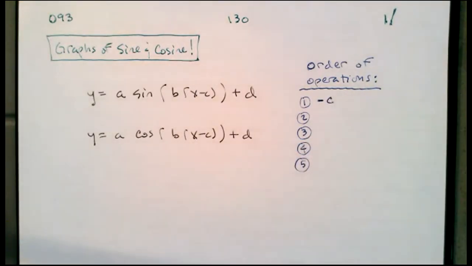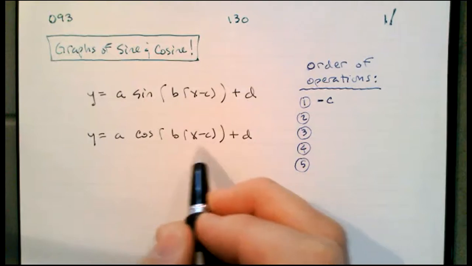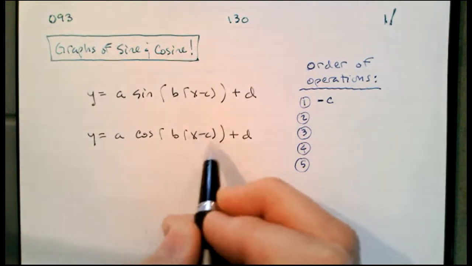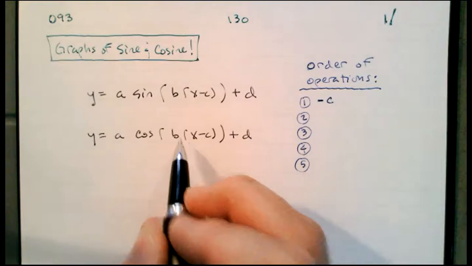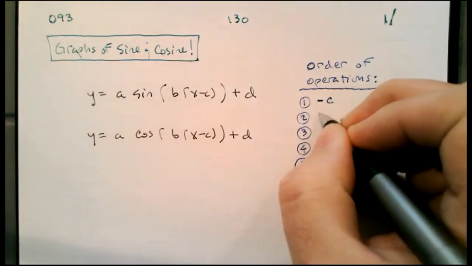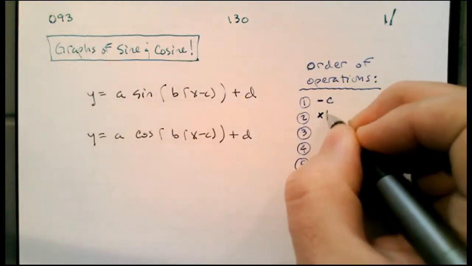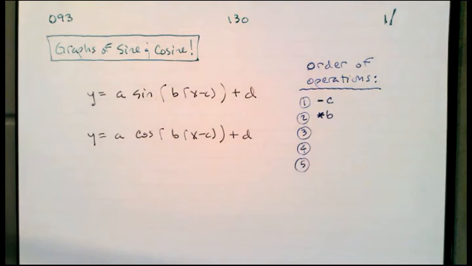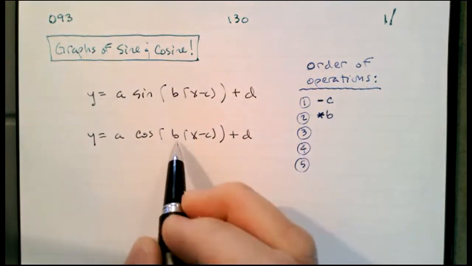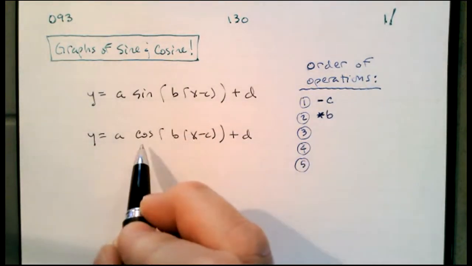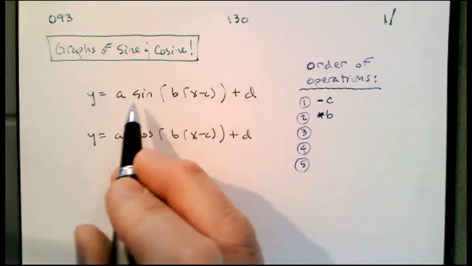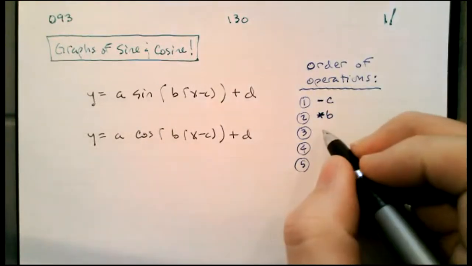So I'm just going to shorthand it over here. I said first subtract c. After we subtract c, we've got this x minus c quantity. The next thing we do is we multiply by b. After we've multiplied by b, we've taken care of everything in the argument of the trig function. So the next thing to do is the trig function, either sine or cosine.